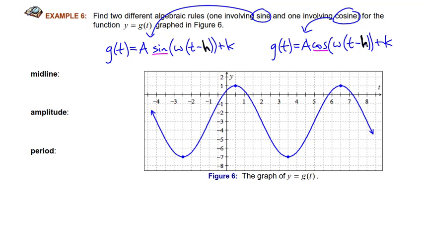But let's start by finding the values of a, omega, and k. To do that, we'll need to determine the midline, the amplitude, and the period. So let's get started on doing that. The midline is the midpoint between the maximum y value and the minimum y value.